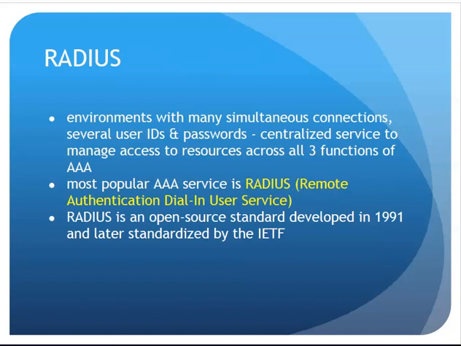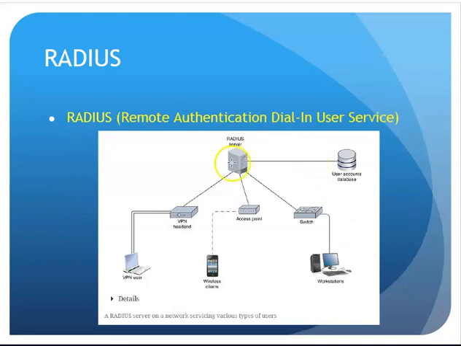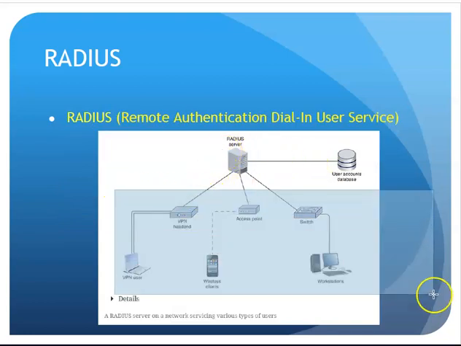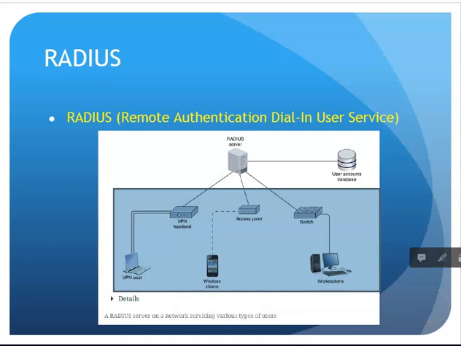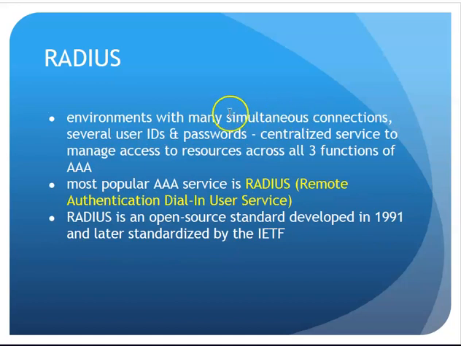RADIUS. This is a server in your network that can be used to authenticate a number of different users for resources in the network. This is going to combine together the three functions: your authentication, authorization, and accounting.